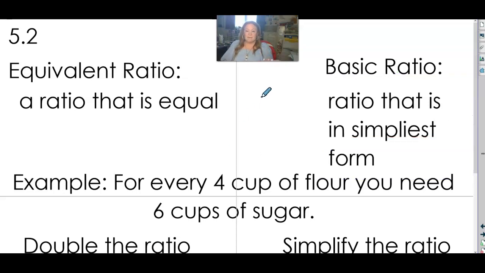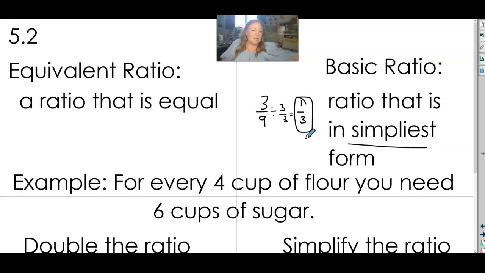So instead of saying something like 3/9, I can divide them both by 3, and I can make it 1/3. 1 and 3 don't have a factor that can take it any smaller. Simplest form, just like simplifying a fraction.